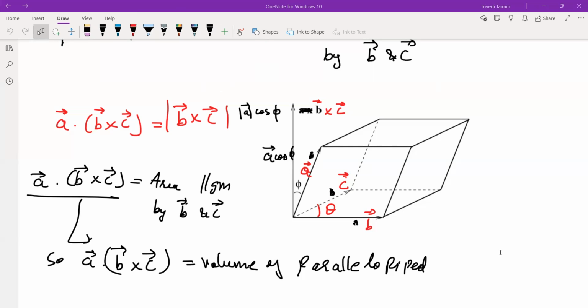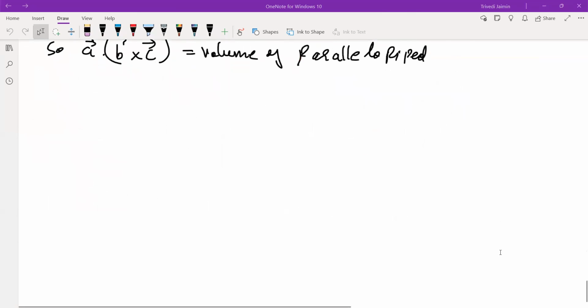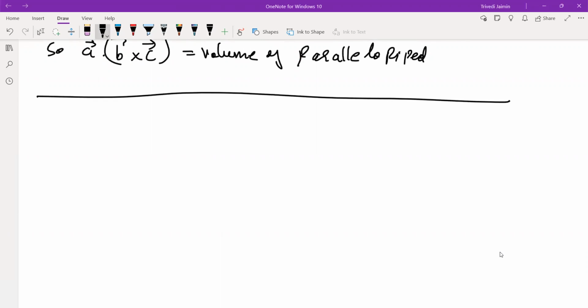Done. Shall I scroll? Yes, sir. So these terms you know already, I think. Let me show you. A vector I can write as A1 i plus A2 j plus A3 k. Same way for B, same for C.